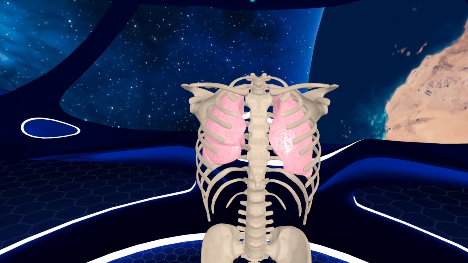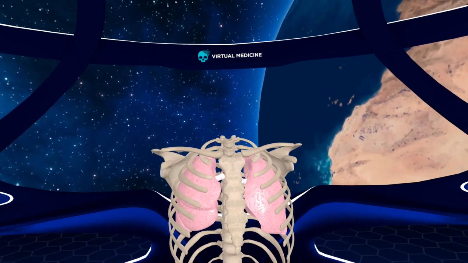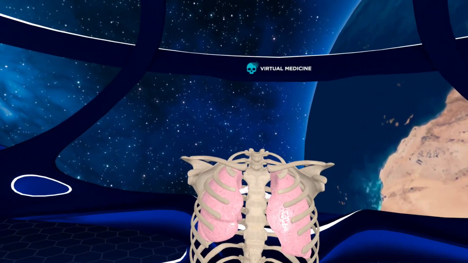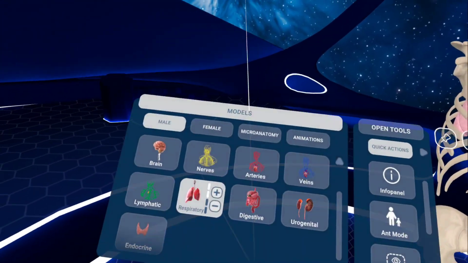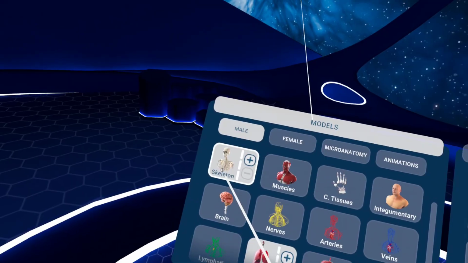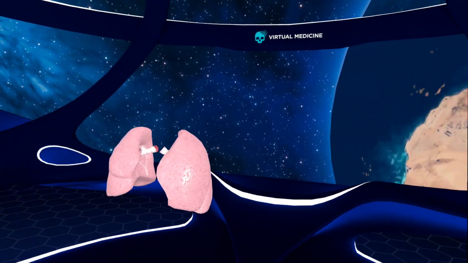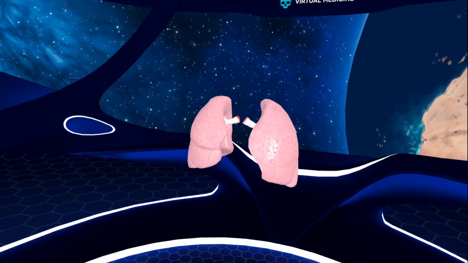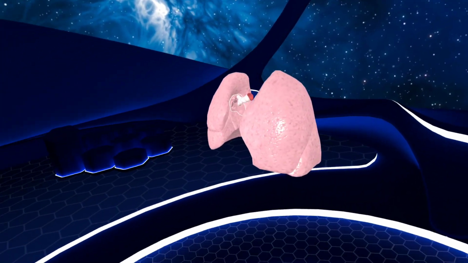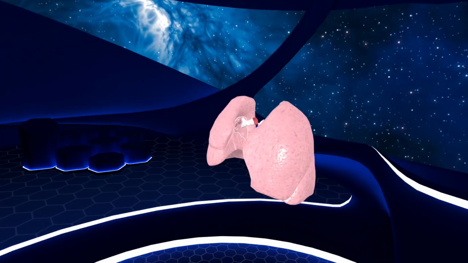So, first of all, I'm gonna talk about the lung because we examined the lung in the exam. So I'm gonna delete the skeleton. I don't need it anymore. They brought us a plastic or a cadaver sample of the lung, like you see here.